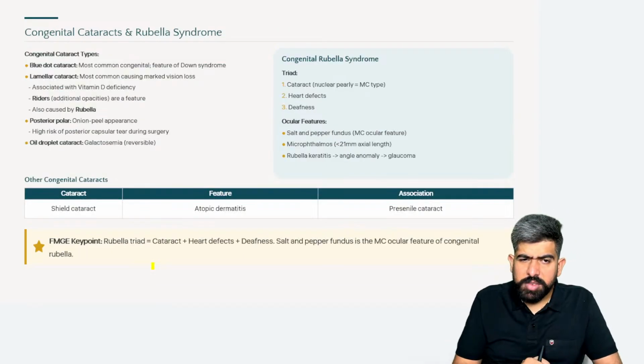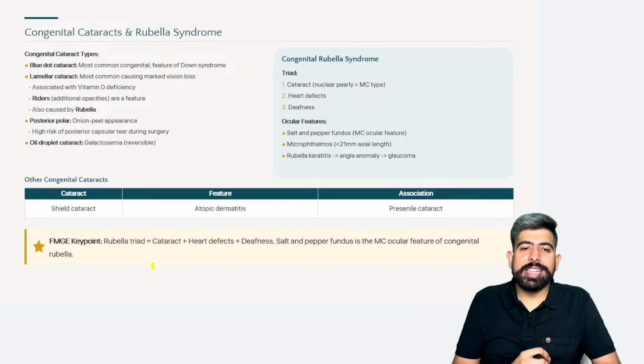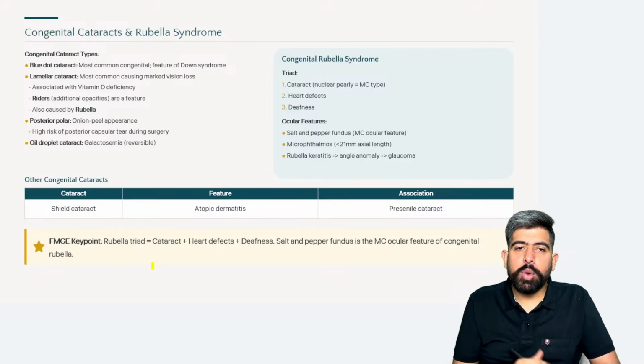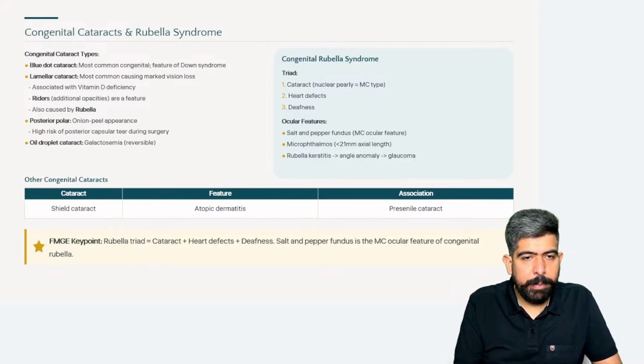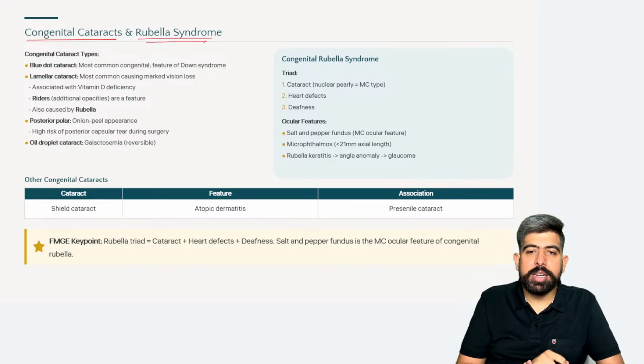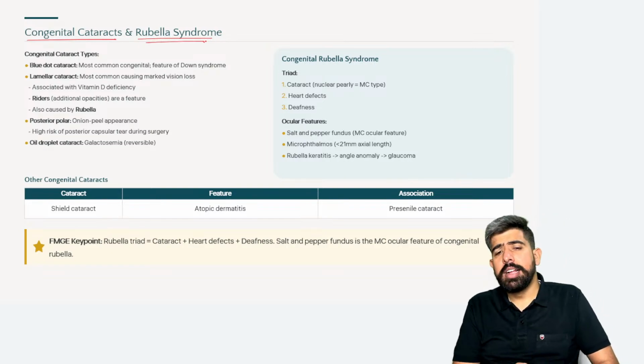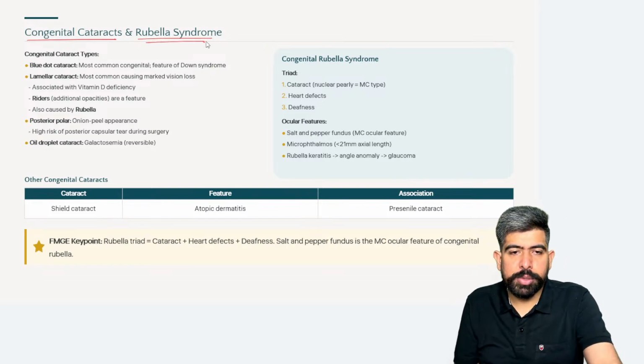Now, moving forward, this was all about the senile cataract, or we can say the acquired cataract. But what about the important congenital cataracts, and especially the rubella syndrome? Please remember, we have to talk about congenital rubella syndrome. I hope you studied this in pediatrics. We will just revise it here again, no issues, right?